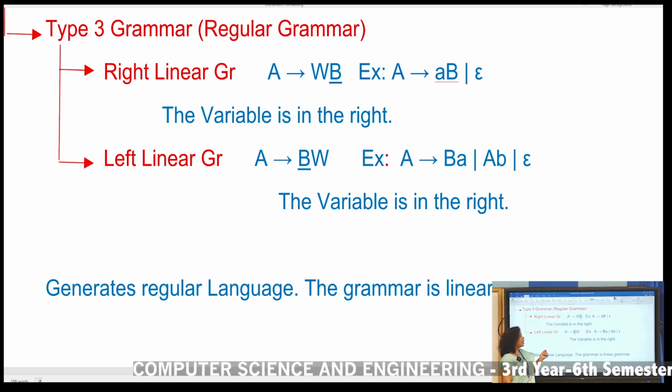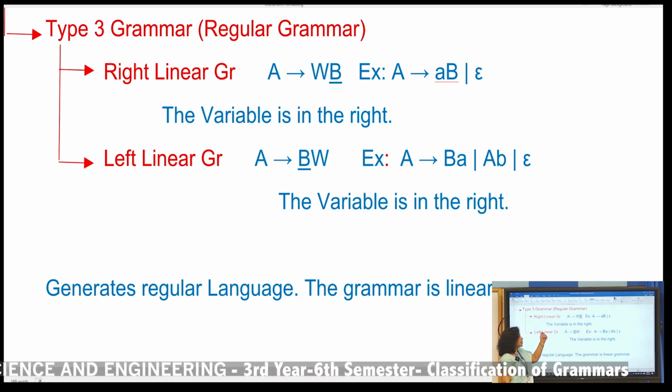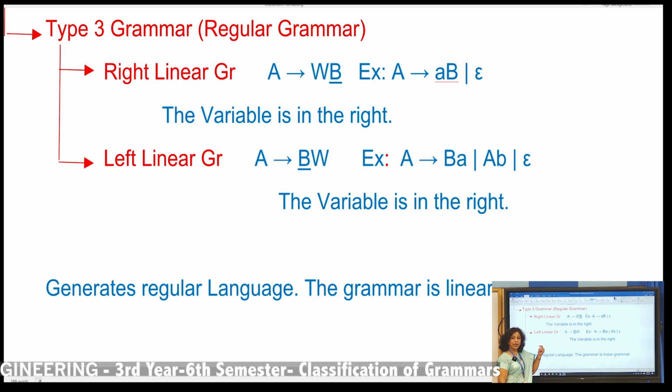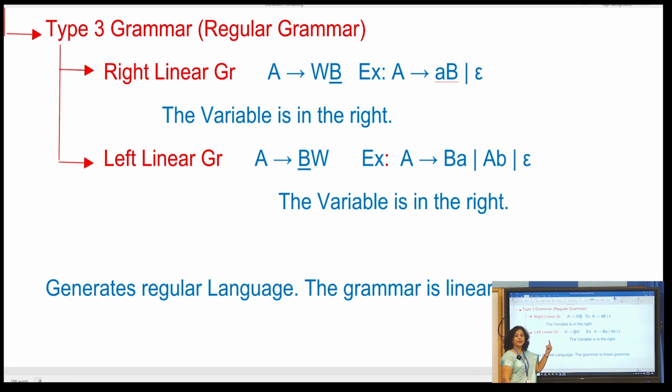You can see some example. One example you can see there. The variable is in the right in case of right linear grammar. The next one is left linear grammar. The productions will be of the form A produces Bw. Okay. So you can see an example.